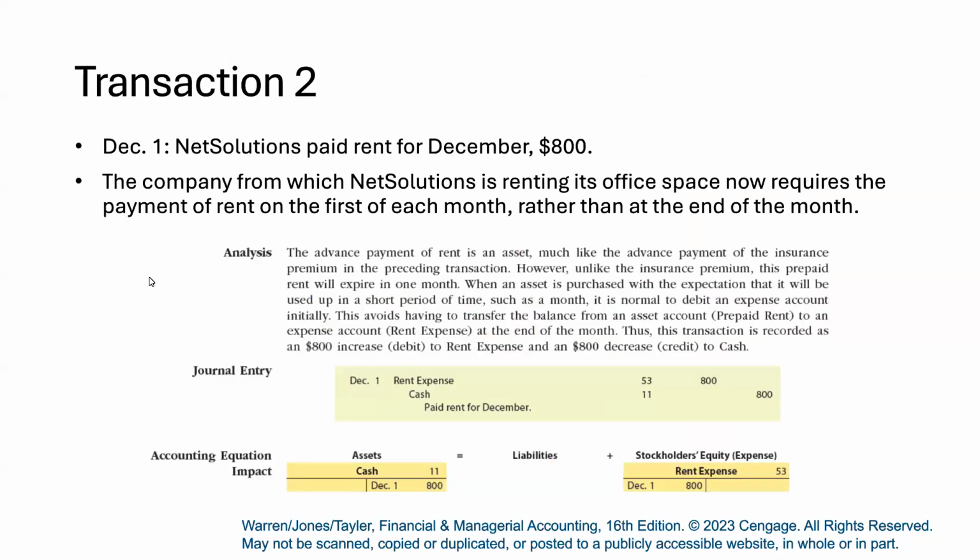So here's another example. NetSolutions pays rent for December, $800. So again, if I was going to figure out my journal entry, I'd say, what's happening? Well, I'm paying my rent expense. The rent expense is going up. Paying it with cash, so my cash is going down. What type of accounts are they? Expense and an asset. How are they affected? Well, if an expense is going up, it's debited. So I'll debit rent expense. And if cash is going down, I'll credit it. So it's a credit to cash.